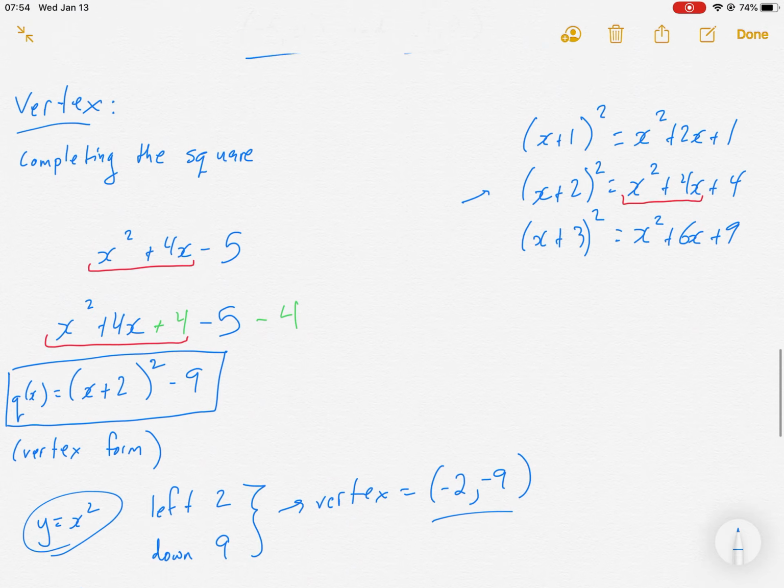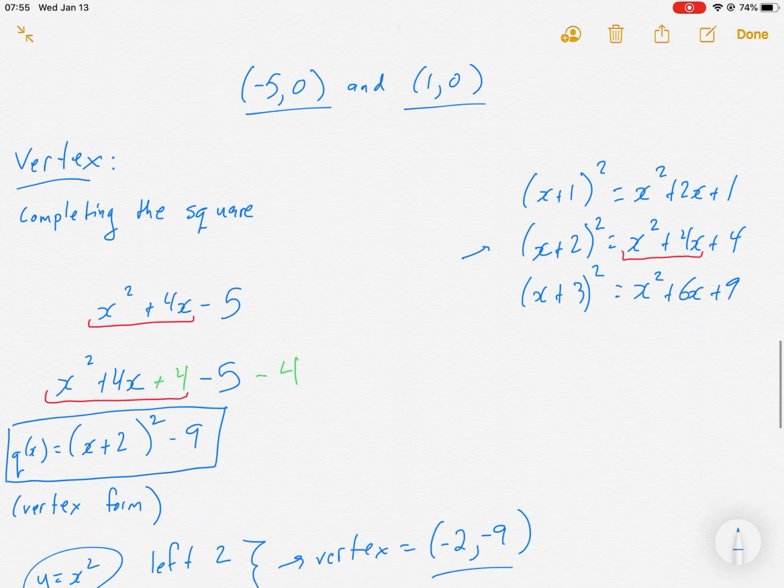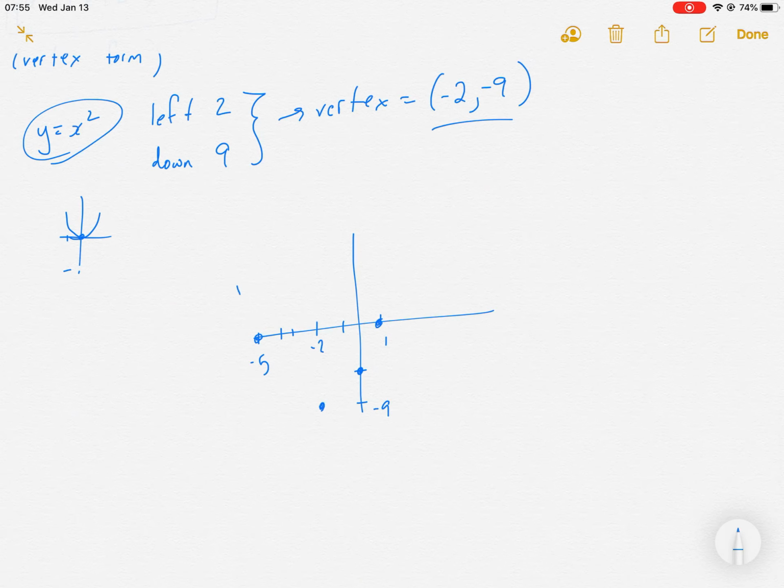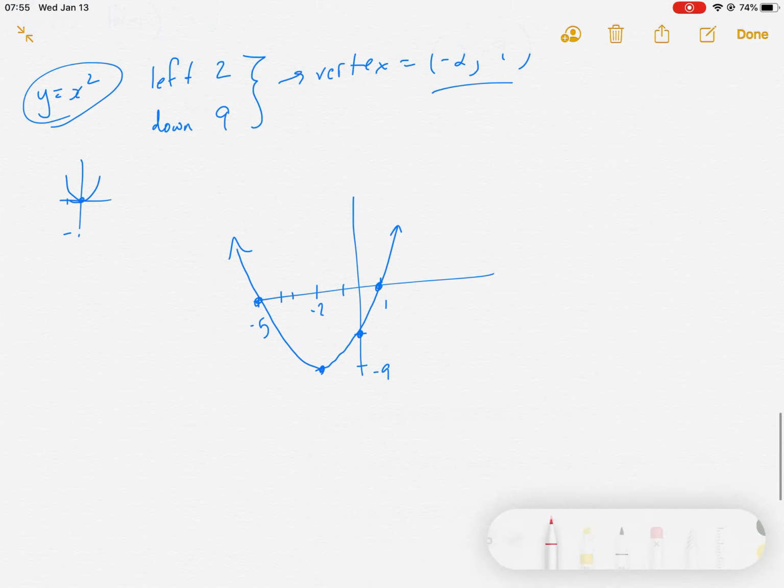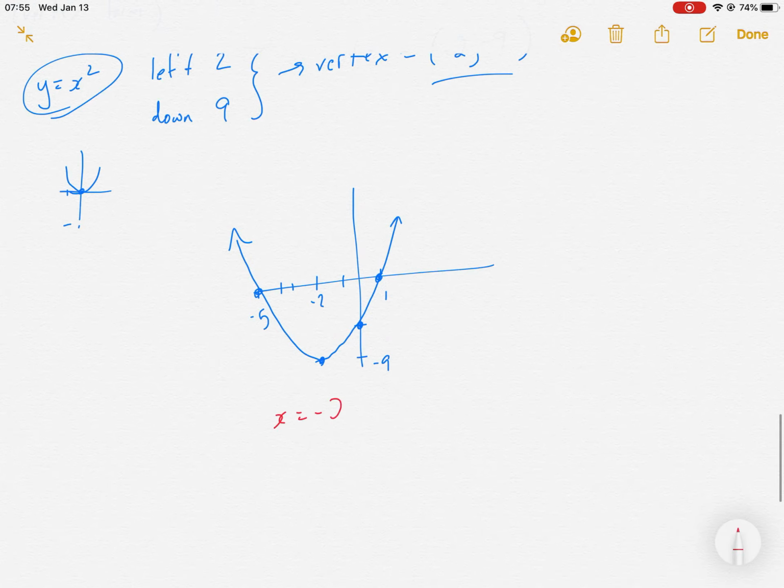So my graph ends up, and let me just double check everything, (-5, 0), (1, 0), yep, looks good. So my graph ends up kind of looking like this. You could check this in Desmos as well. And then we could say the axis of symmetry is x equals -2.